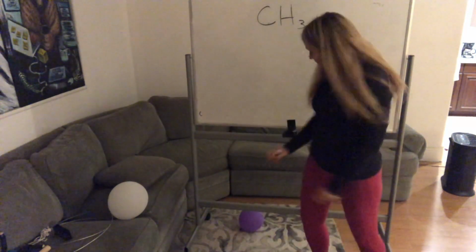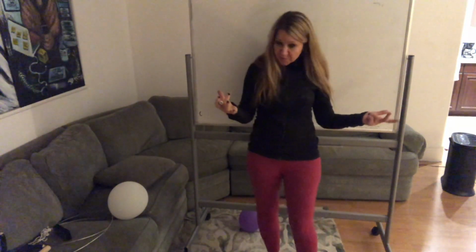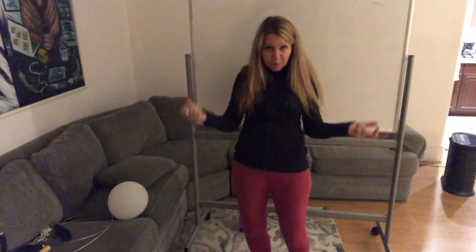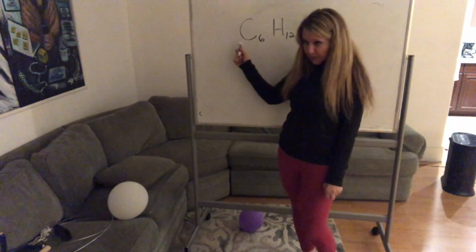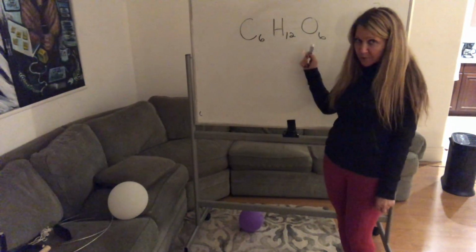So let's say we have glucose, which is sugar. And this is what our cells need to break down to produce ATP in the process called cellular respiration. So let's look at glucose. If we look at glucose right here, this is the chemical formula for glucose.